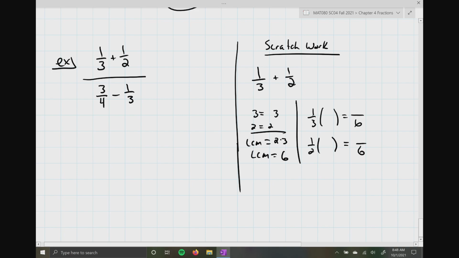And now you can see I'm kind of speeding up here a little bit. So what am I going to multiply 1/3 by? Well, that's going to be 2 over 2. And that's going to give me 2/6. What am I going to multiply 1/2 by? Well, that's going to be 3 over 3. And that's going to be 3/6. So underneath, we have 2/6 plus 3/6, which equals 5/6. So that is what goes in my big numerator.